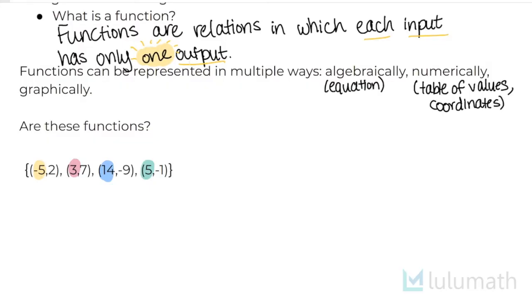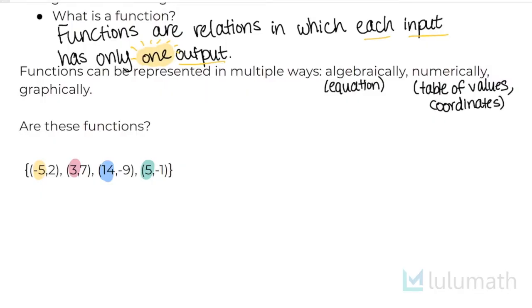If I look at all of my inputs, I can see each input is different. Each input has its own output, only one output. Now this -5 and this 5 are different inputs because one is a negative value. Since these are x values, if I were to graph them out, one is to the left of the y-axis, the other is to the right of the y-axis. So they're two completely different inputs. So I can see that yes, this is a function because each input has only one output.